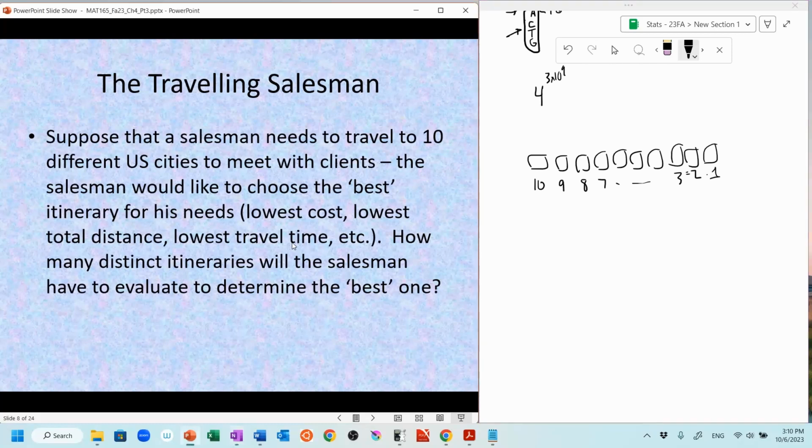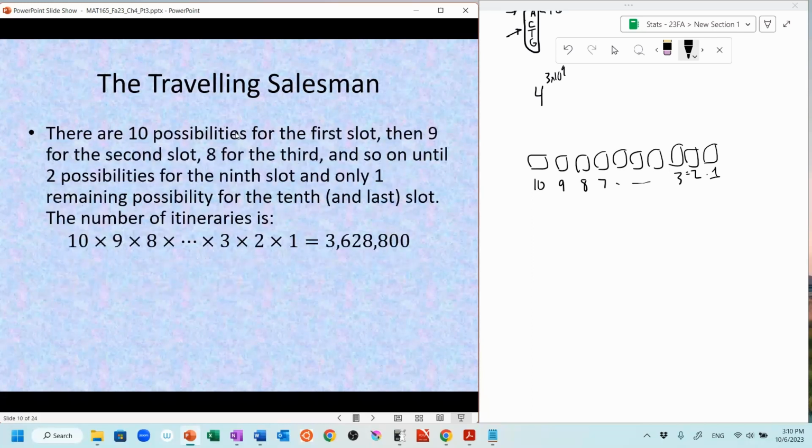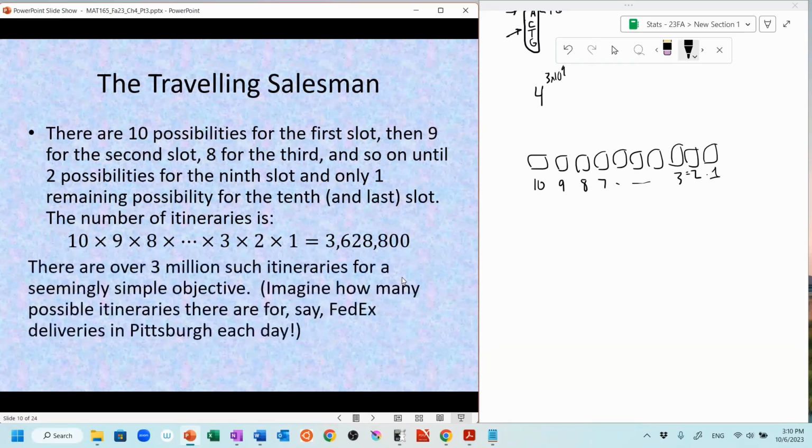So I see my number of itineraries is 10 times 9 times 8, all the way down to 3 times 2 times 1. And this is about 3.6 million. So probably not feasible for our salesman, especially in the 1950s or so, to evaluate each one of these to see their cost and then pick the one with the lowest cost. Our salesman would have to use some kind of heuristic, maybe come up with a few different decent candidate routes, and then actually evaluate those.